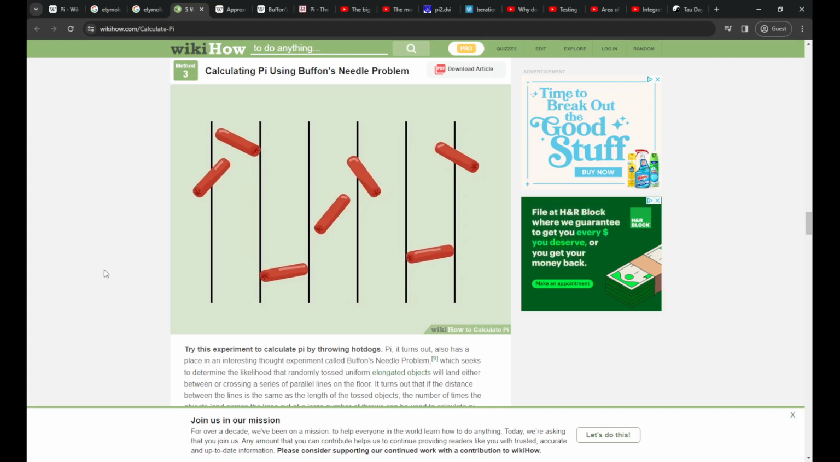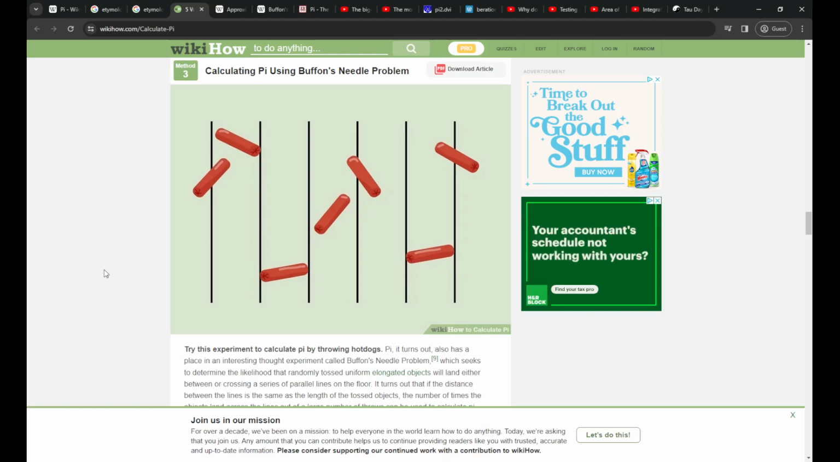This one, I didn't understand it. Maybe I still don't very much, but somebody pointed out that what you're doing is you're not using just straight lines. What you're doing is you're representing diameters with the pins, or in this case, hot dogs.